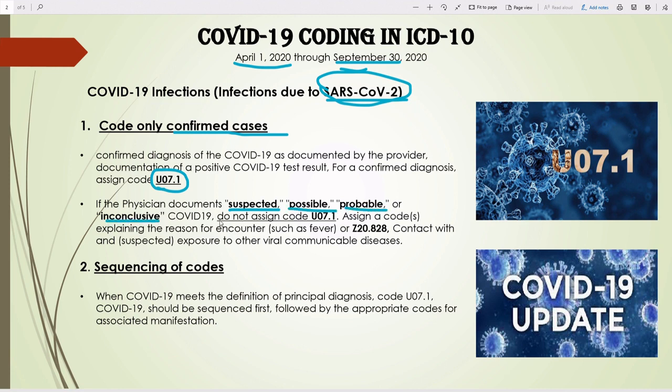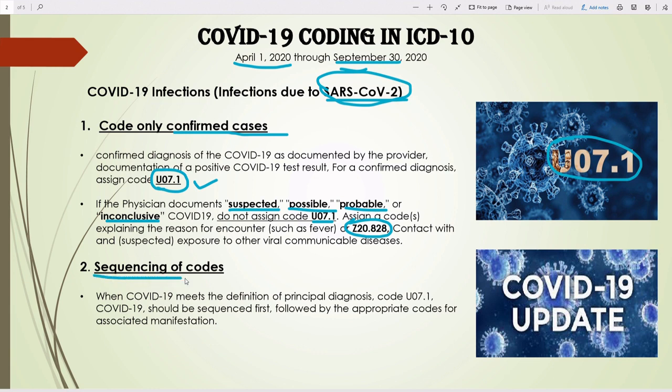Next point, if the physician documented suspected, possible, probable or inconclusive COVID-19, that means it's not a confirmed case. So at that time we should not use U07.1 as a diagnosis. At that time assign code Z20.828. What is the description of that code? Contact with and suspected exposure to other viral communicable disease. So here we can understand U07.1 is used for confirmed cases, and for suspected, possible, probable or inconclusive COVID-19, which is not a confirmed case, we should not go with this code.